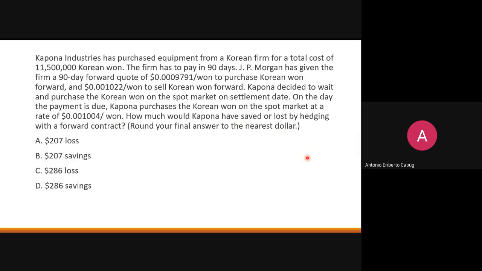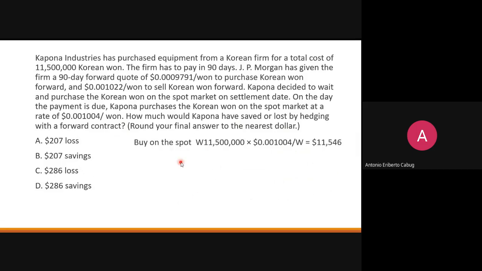Okay, all answers in now. Press the enter sign. Ay, saan na yun? Ay, andyan na pala. Okay. Maraming sumagot ng C. Is it C or D?